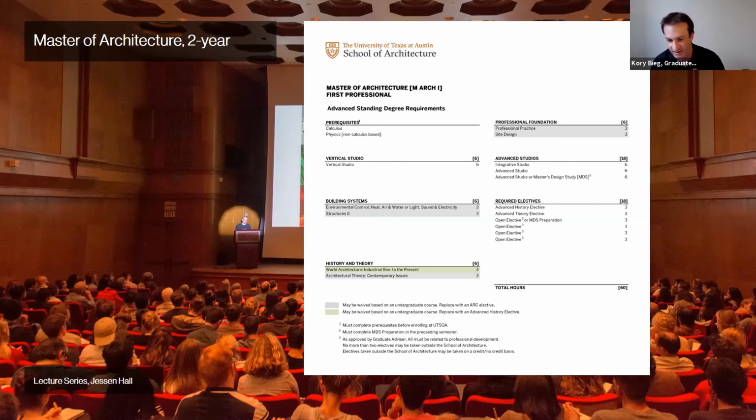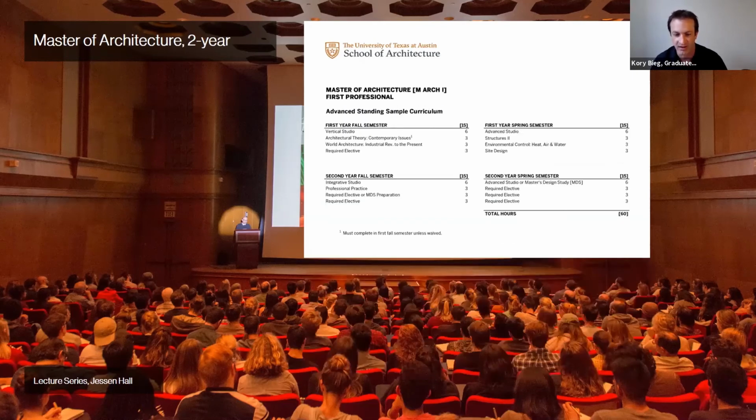And again, it's a much more open degree. So you actually have 6 open electives. One has to be in history, one has to be in theory, and the rest are all open electives. And I'll talk a little bit more about the specifics of these classes in a second. This is your typical structure. So a fall, a spring, and then most of your electives are in the final spring semester.